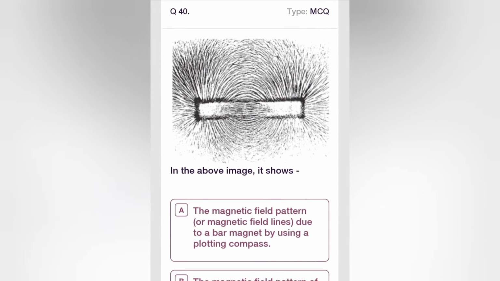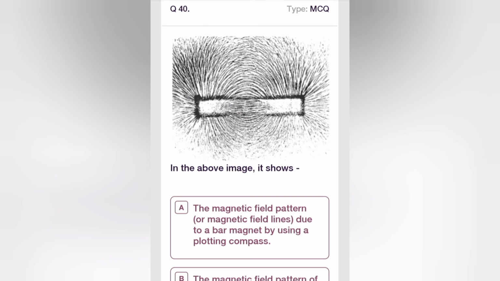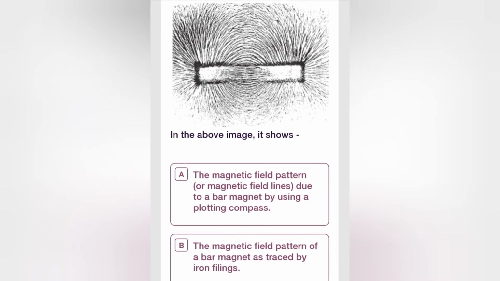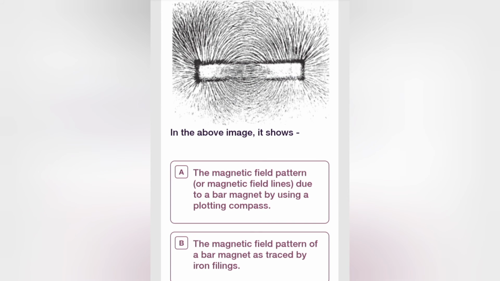In the above image, it shows the iron filings. You can find that. Let us see option A: the magnetic field pattern due to a bar magnet by using a plotting compass. Option B: the magnetic field pattern of a bar magnet as traced by the iron filings. Yes, this is the pattern obtained by the iron filings. Option B is the correct answer.